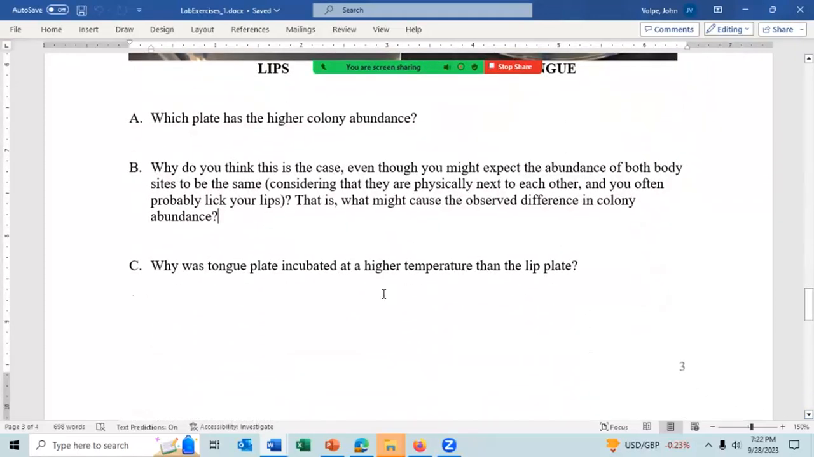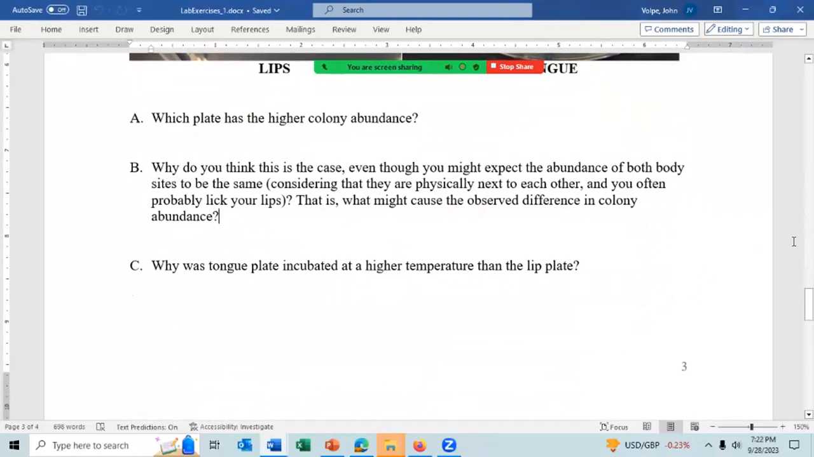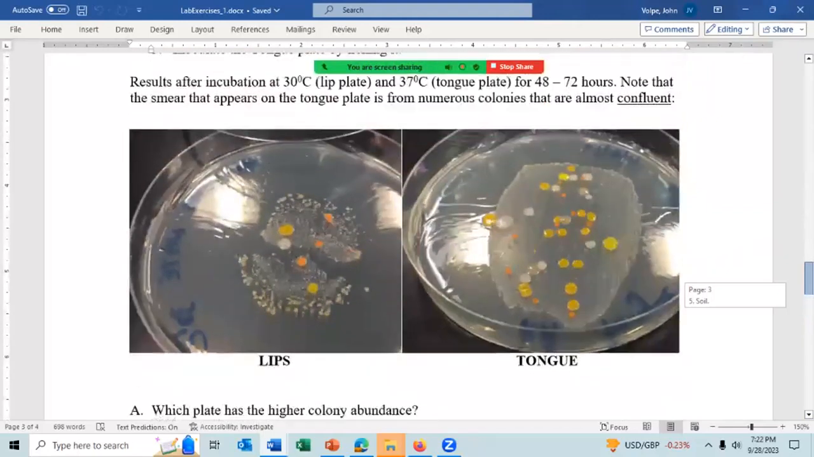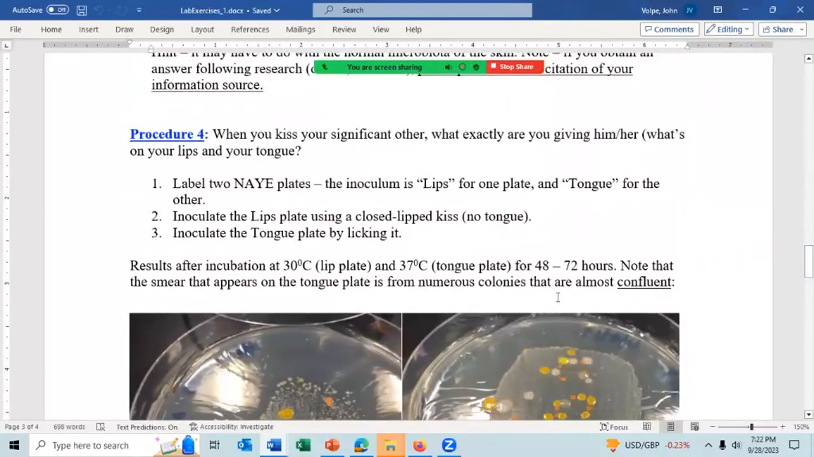And then C, why was the tongue plate incubated at a higher temperature than the lip plate? If you look at the procedure here, the lip plate was incubated at 30 degrees and the tongue plate was incubated at 37 degrees Celsius.